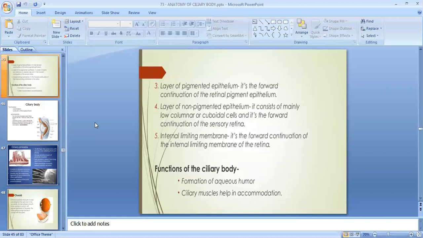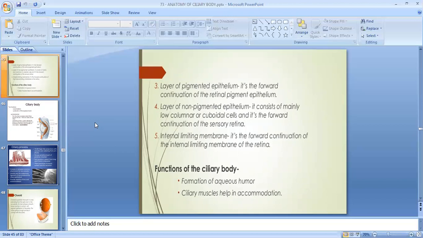Third layer is the layer of pigmented epithelium. It is the forward continuation of the retinal pigment epithelium. The fourth layer is the layer of non-pigmented epithelium. It consists of mainly low columnar or cuboidal cells and is the forward continuation of the sensory retina. Fifth layer is the internal limiting membrane. It is the forward continuation of the internal limiting membrane of the retina.